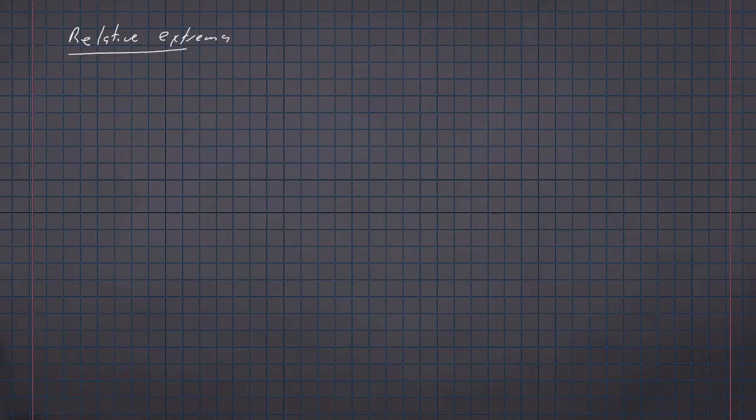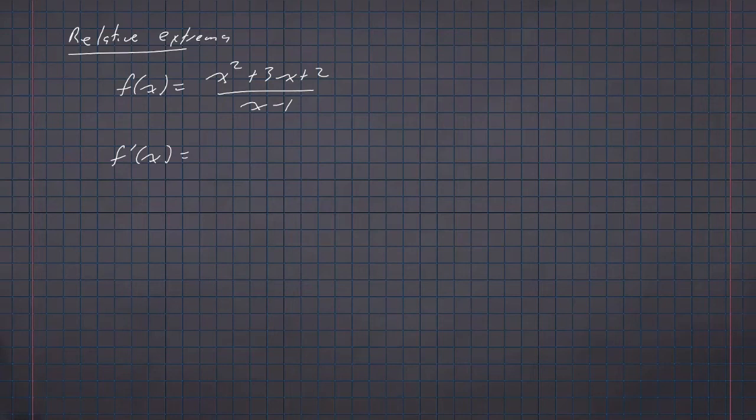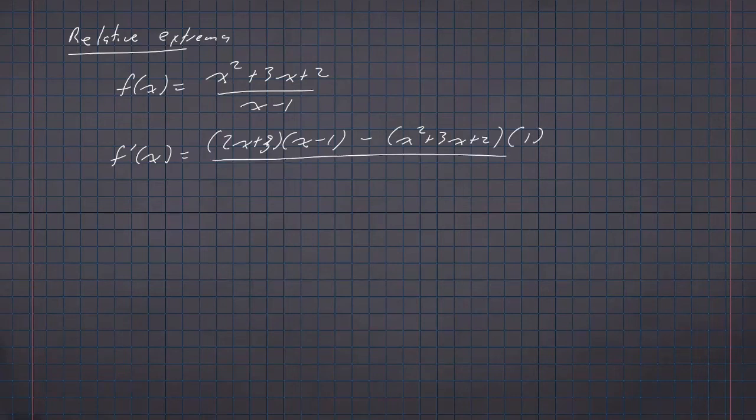If we have our function f of x is x squared plus 3x plus 2 over x minus 1, we can take the derivative of this function, which is going to be a lot of fun. Derivative of the numerator will be 2x plus 3 times the denominator minus the numerator times the derivative of the denominator, which is just 1, all over the denominator squared.